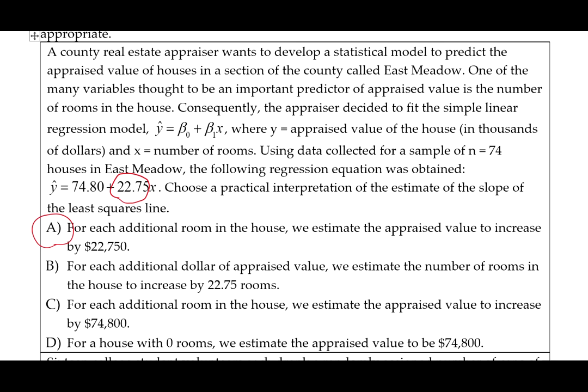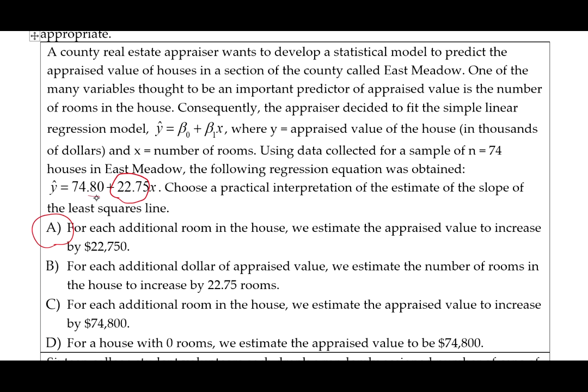Let's look at the other answers. For each additional dollar of appraised value, we estimate the number of rooms in the house to increase by 22.75 rooms. This answer has the roles of x and y switched. The slope is the average change in y when x increases by 1 unit. For each additional room in the house, we expect the appraised value to increase by $74,800. This answer has the x and the y roles correct, but it uses the value for the intercept, that 74.8, rather than the value for the slope.